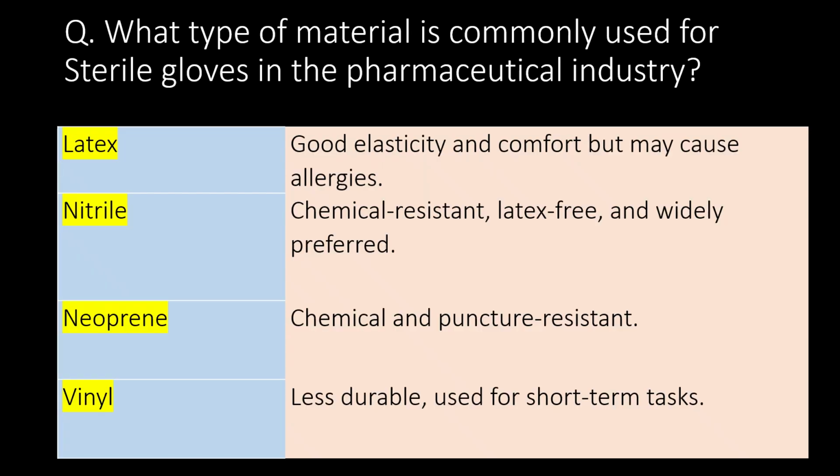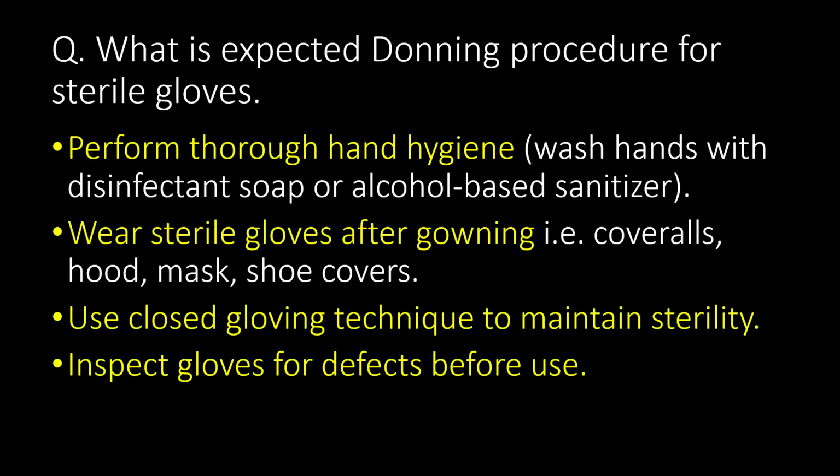What type of material is commonly used for sterile gloves in the pharmaceutical industry? Latex, nitrile, neoprene, and vinyl. These are the commonly used materials for sterile gloves in the pharmaceutical industry. Very important question: what is the expected donning procedure for sterile gloves?